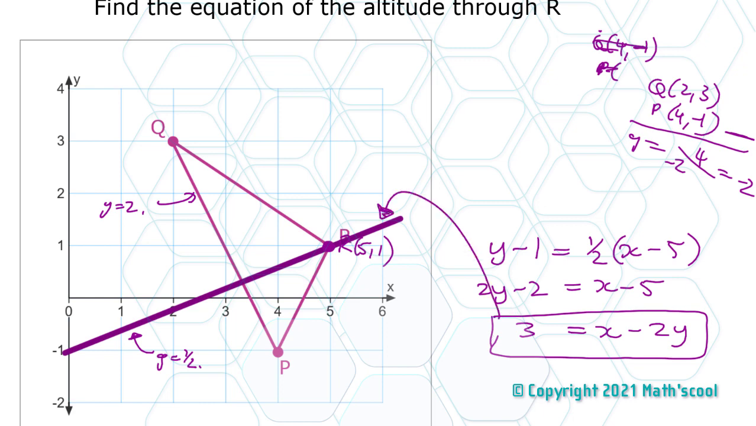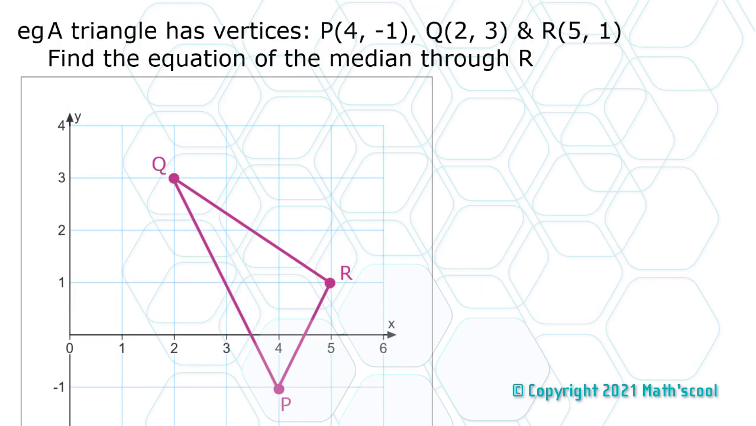Okay, so there's the altitude through R. Now it wants us to find the median through R. So the median through R is going to go through R, and it's going to go through the middle of QP. Oh, well okay, that was an easy one. Because my diagram was very good, I was able to see it straight away, and because it was a very easy question anyway. So we know that this is a horizontal line, so it's the horizontal line y equals 1.